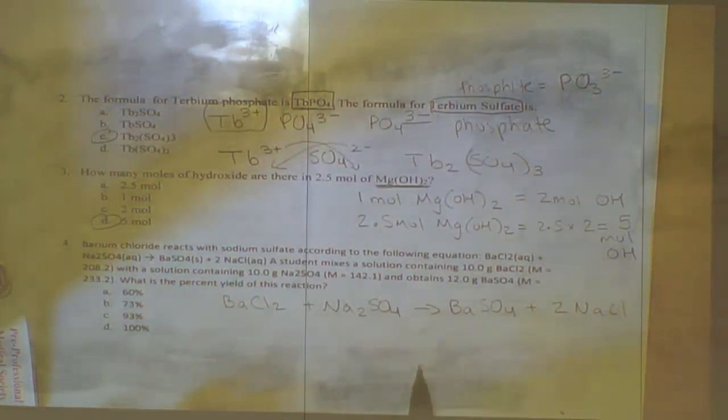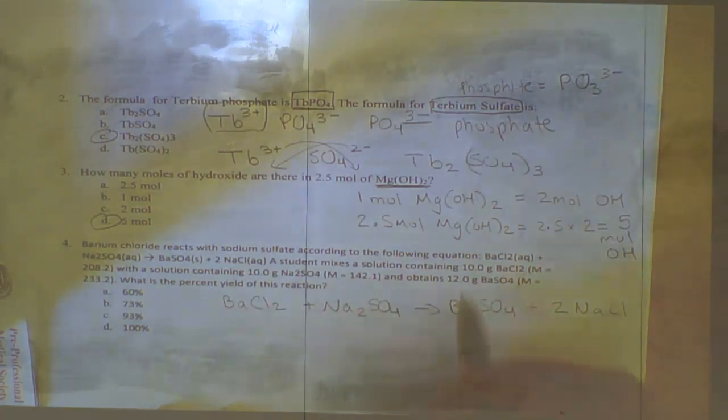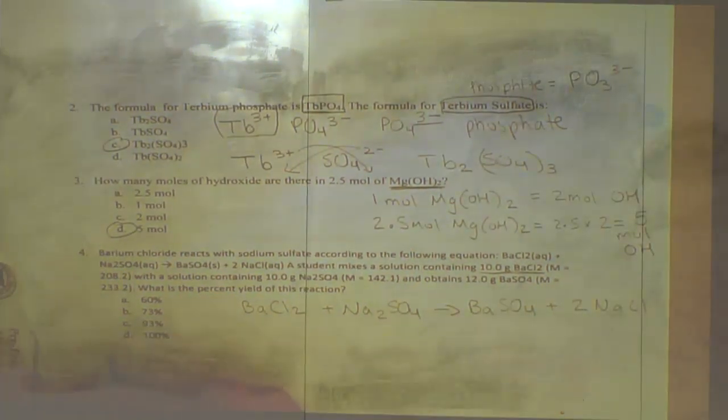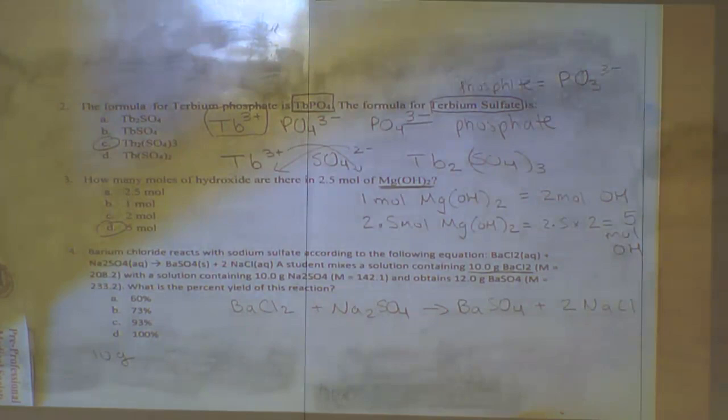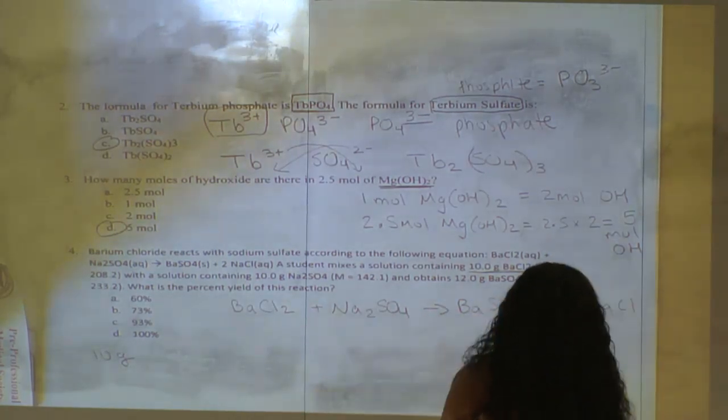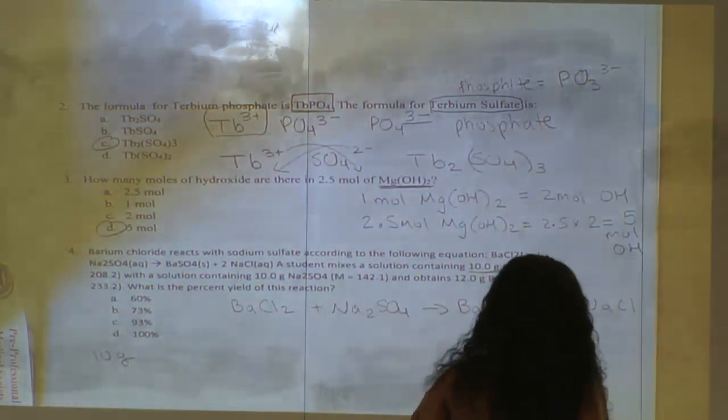And then they tell us a student mixes a solution that has 10 grams of BaCl2. So let's go ahead and write down that information that's given to us. Is there a fast way of knowing if it's balanced or not, or do you just have to check it? Personally, I have a two-step way of checking. If it already has a coefficient somewhere, it's pretty safe to assume they balanced it already. And if it's all blank, then that's when I check.